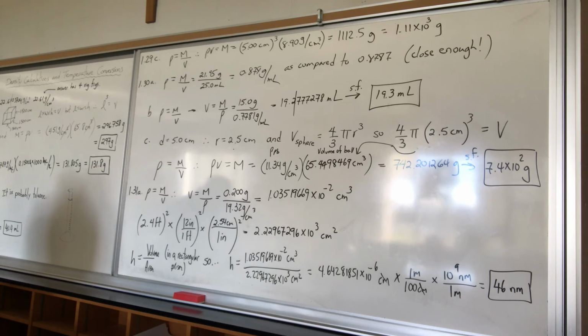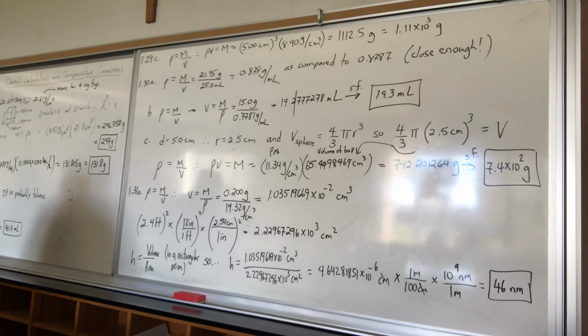Gold can be hammered into extremely thin sheets called gold leaf. If a 200 milligram piece of gold, density of 19.32 grams per centimeter cubed, is hammered into a sheet measuring 2.4 by 1 foot, what is the average thickness of the sheet in meters? How might the thickness be expressed without exponential notation using an appropriate metric prefix?